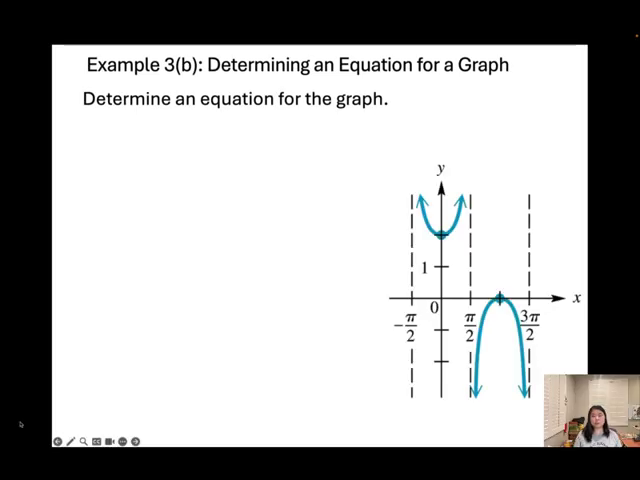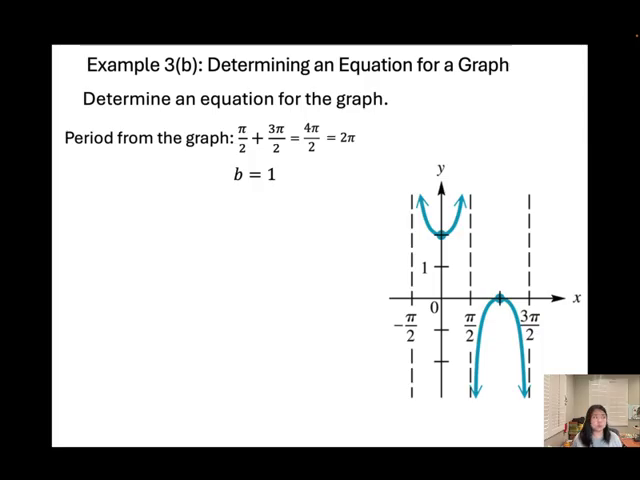Example 3b, determine an equation for the graph. First, we want to find out the period. So this is a 1 period graph that is from negative pi over 2 to 3 pi over 2. So we're going to calculate the period, pi over 2 plus 3 pi over 2. So when you add it up, they do have the same denominator. It should be 4 pi over 2, which is going to be 2 pi. Since the period is equal to 2 pi, we know that b will be equal to 1.